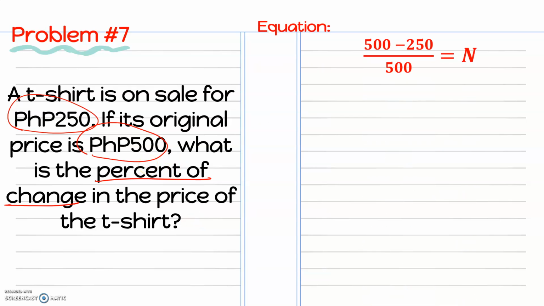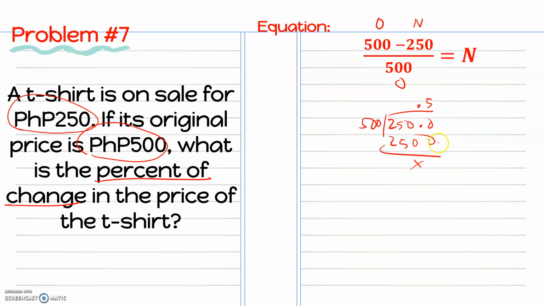So for our equation, we will have the original value of the shirt minus the new value of the t-shirt divided by the original value. Again, this is our formula for finding the percent of decrease. So let's solve. 500 minus 250 is 250. So we will divide 250 by 500. That would be equal to 2,500 divided by 500 is 5. 5 times 500 will give us 2,500.